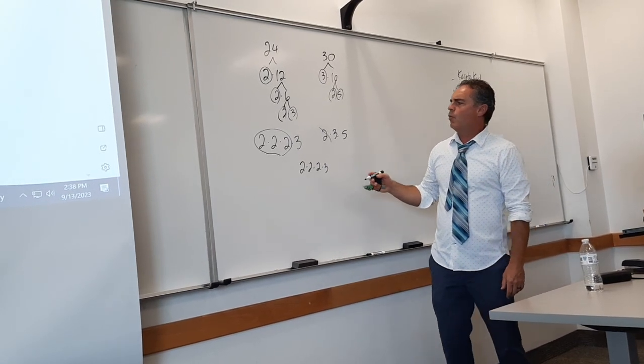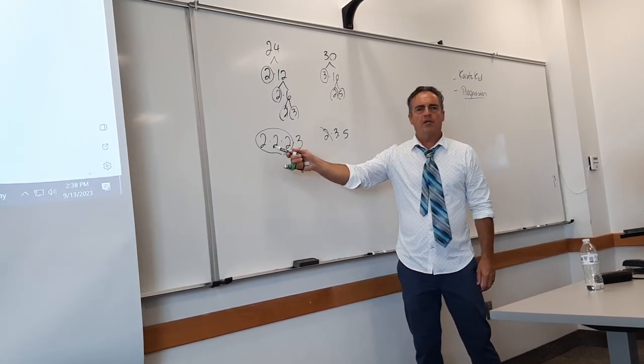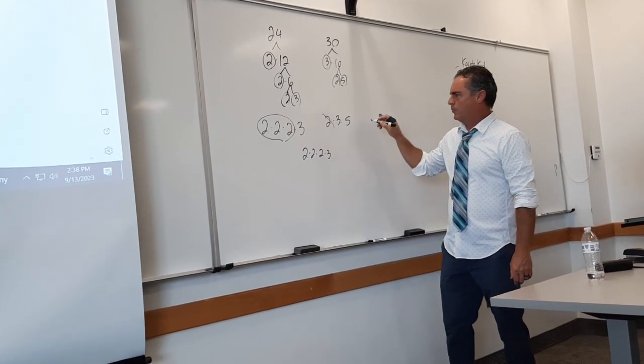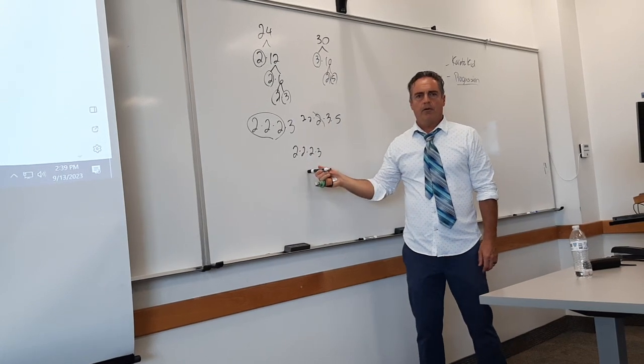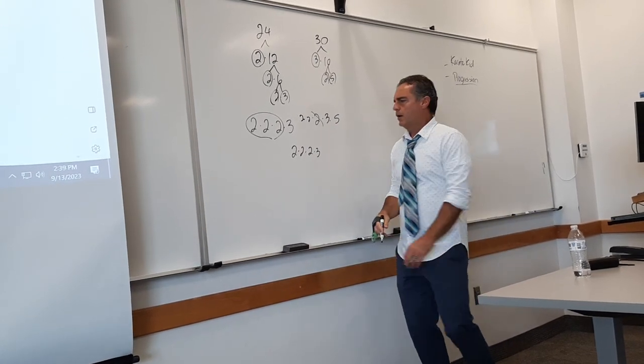So students ask me, well, what if 2 appeared here 3 times and here 3 times? What if we had, look up here, what if we had 2 times 2 times 2? Okay? How many 2s would drop down here? 3. Still would be 3 2s. Okay, all right, good. You got that concept.